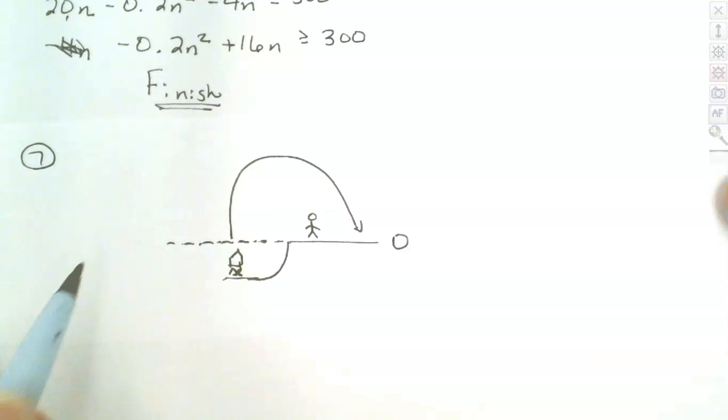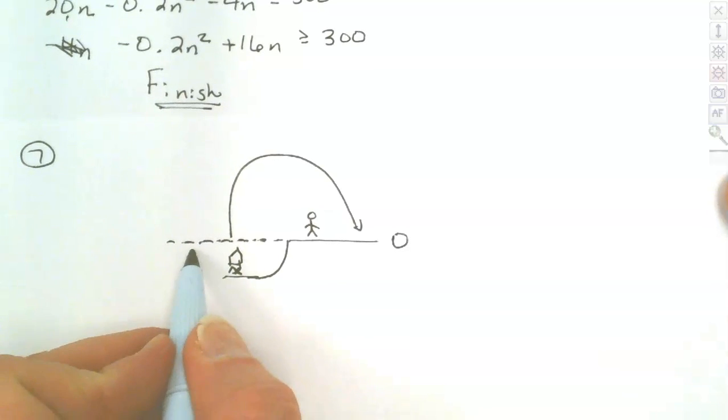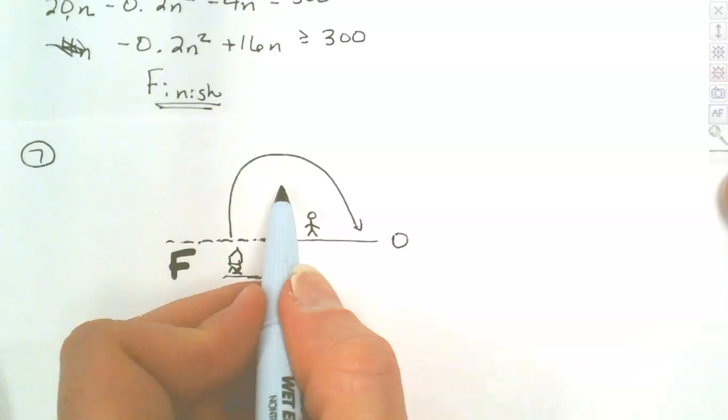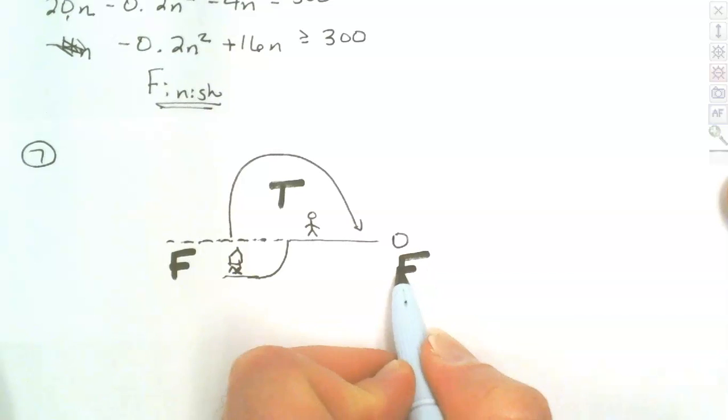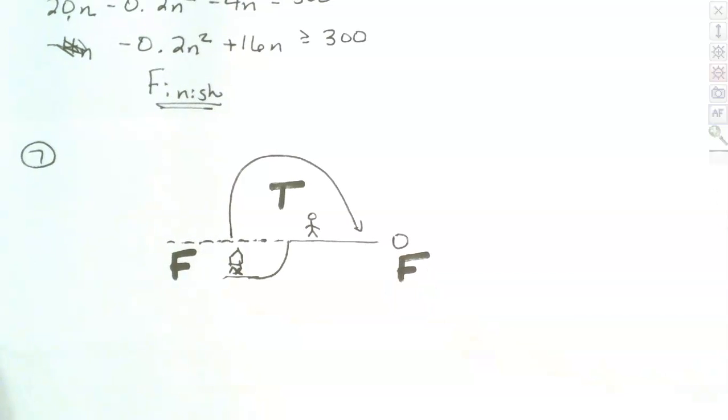Now, if we think about how the regions will work, I can't see it at the beginning. I should be able to see it in the middle. And then once it hits the ground, I'm not going to be able to see it anymore. So it should look like that. It should be false, true, false for your regions.